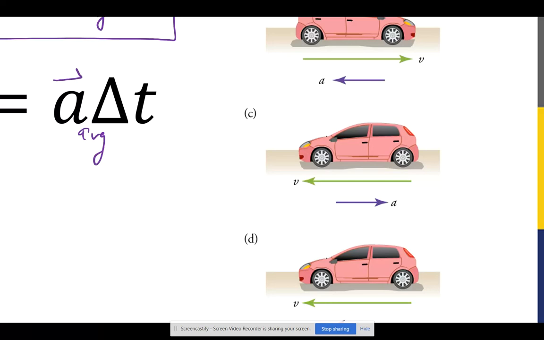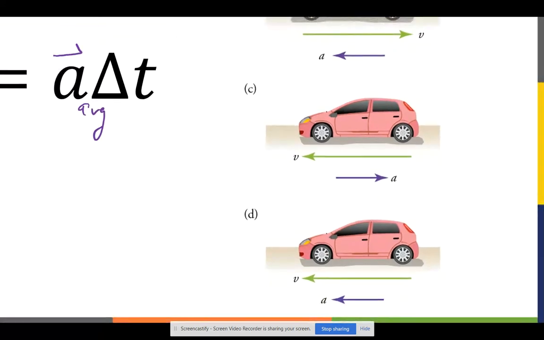It's traveling forward, but its forward is to the left. We usually call that negative in physics. We say it has a negative velocity because it's going to the left. The acceleration is to the right. We'd say it's a positive acceleration, but it's a deceleration because the acceleration is opposite to the velocity. And so is it going to speed up or slow down? Slow down. Okay. And of course, the last one's going to speed up.